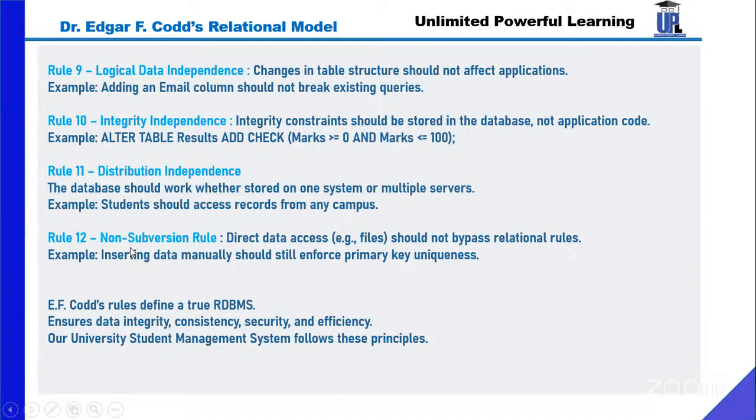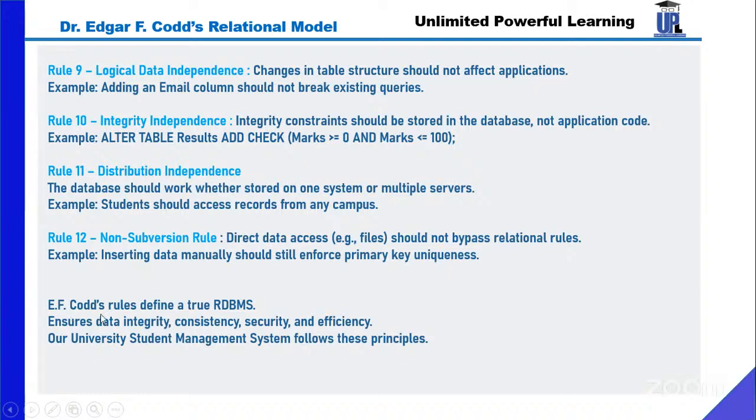And the non-subversion rule. For example, direct access to files should not bypass any relational rules. If you insert a record manually or programmatically, the same rules should apply. It should not change during insertion. Otherwise I am able to insert, but when I want to look at it, I am not able to access it. So that kind of information exchange is also part of the rules. That is called the non-subversion rule.